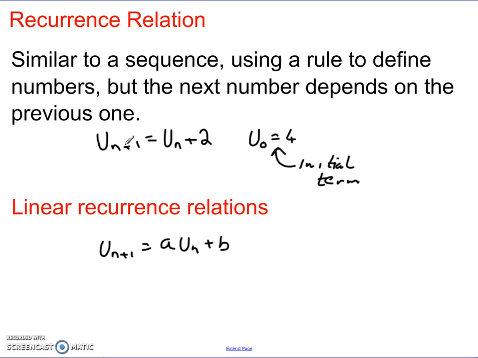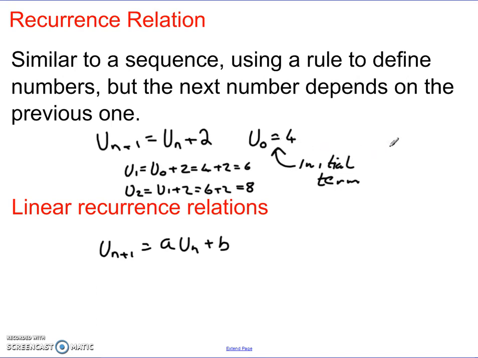What we can then do is plug it in and get the other ones. So for example, if I wanted to do u1, I know that u1 is equal to u0 plus 2, which is 4 plus 2, which is 6. I could then use that to do u2, which is going to be equal to u1 plus 2, and I've just calculated u1 as being 6, so it'll be 6 plus 2, which is 8. So it depends on the previous term and I have to put those values in.